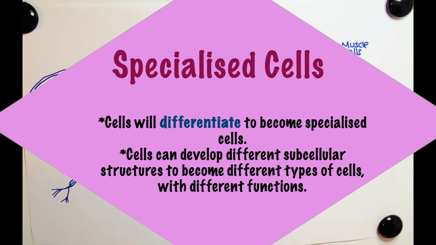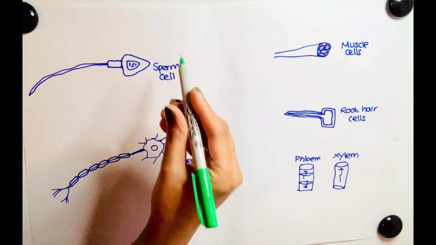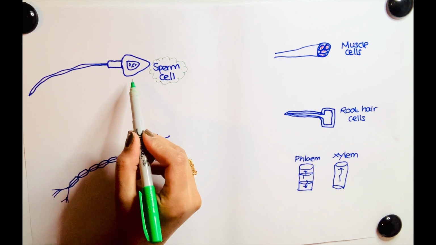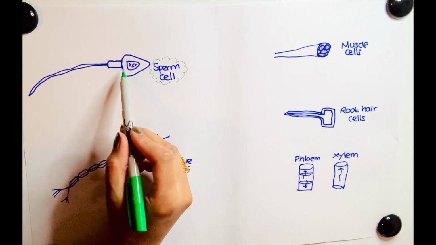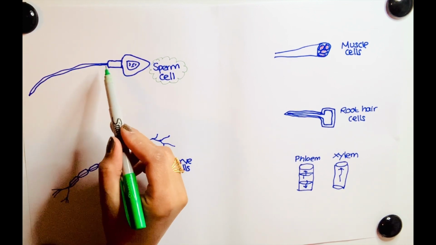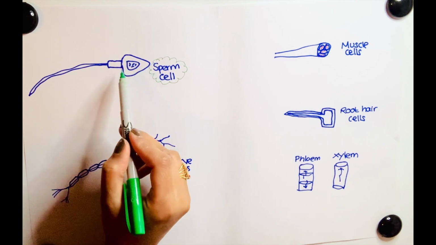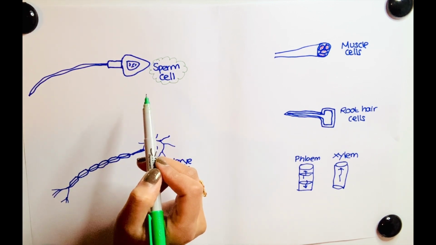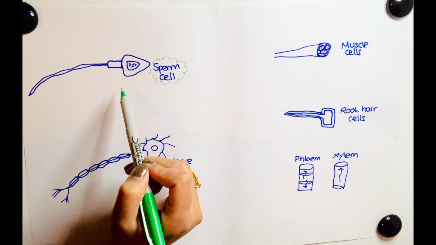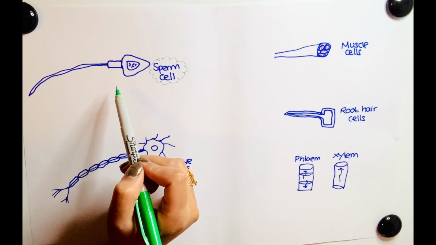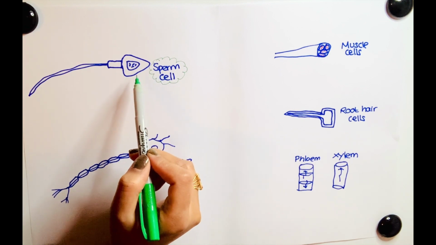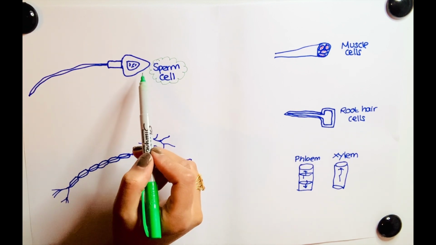So the first cell that we're going to look at is this one here, and this is the sperm cell. Now, when we look at how this cell is different to the normal animal cell that we drew, we can see that it has a long tail. What this long tail does is help the sperm cell to swim and meet up with the egg cell. Also, a sperm cell has lots and lots of mitochondria, and the mitochondria provide energy that's needed for this cell to move and then to get into the egg cell so it can fertilize the egg cell.